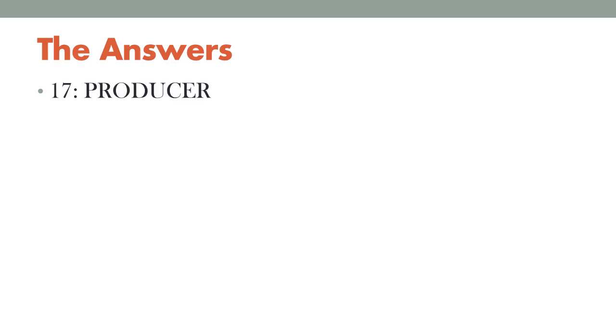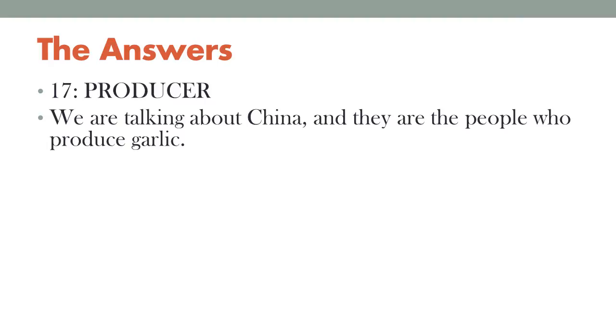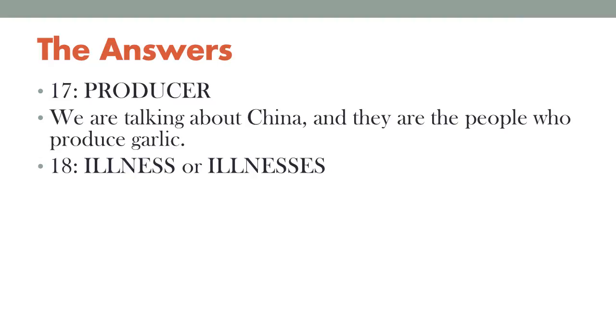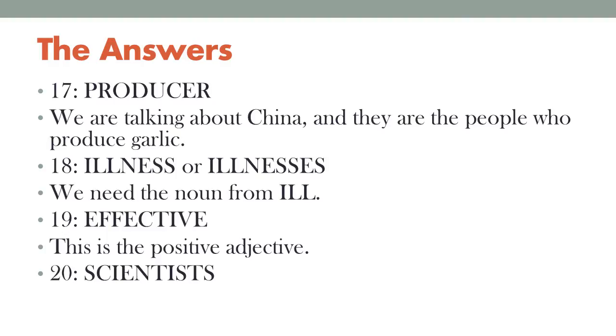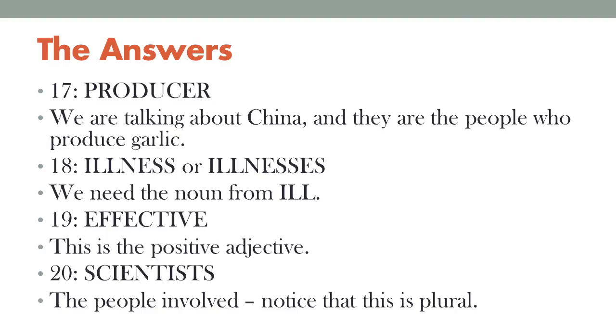So, here are the answers. For number 17, we want producer. This is the person who produces, or the place. So we're talking about China, and they are the people who produce garlic. For 18, illness or illnesses. So we need the noun from ill. For 19, effective, and this is the positive adjective. 20, scientists. Note that it's plural.